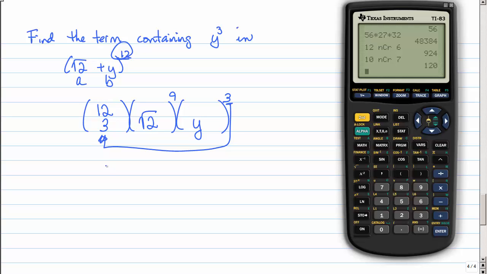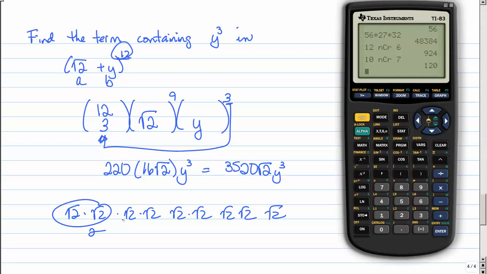All right, so I'm going to have 220, and then that square root of 2 to the 9th power is this, and then I have y cubed. And if you're not getting that square root of 2, you could write it out 9 times. Okay, that makes 2, that makes 2, that's 2, that's 2. Multiply all that together, that's where the 16 comes from, and you have 1 left over.